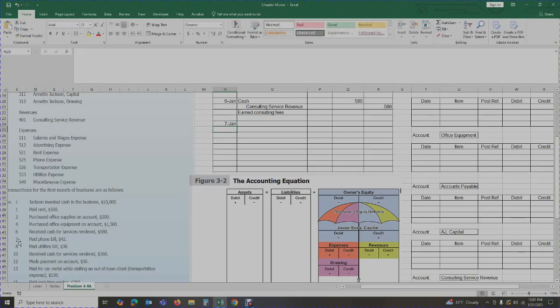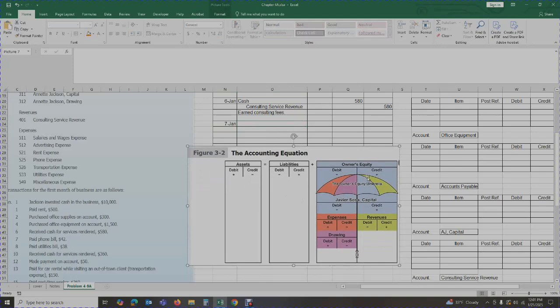This is the last transaction I'll be doing, for January the 7th. We paid the phone bill, $42. So what are we paying? We're paying for something that we need in the business. If it's something you have to pay for the operations of the business, it will be an expense account. So we look at the expense section, and we have an account called phone expense. My phone expense will be debited for $42.